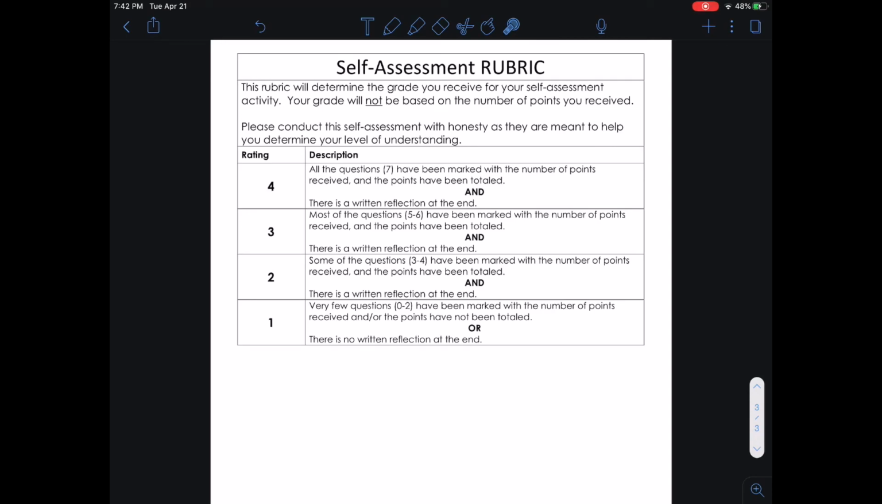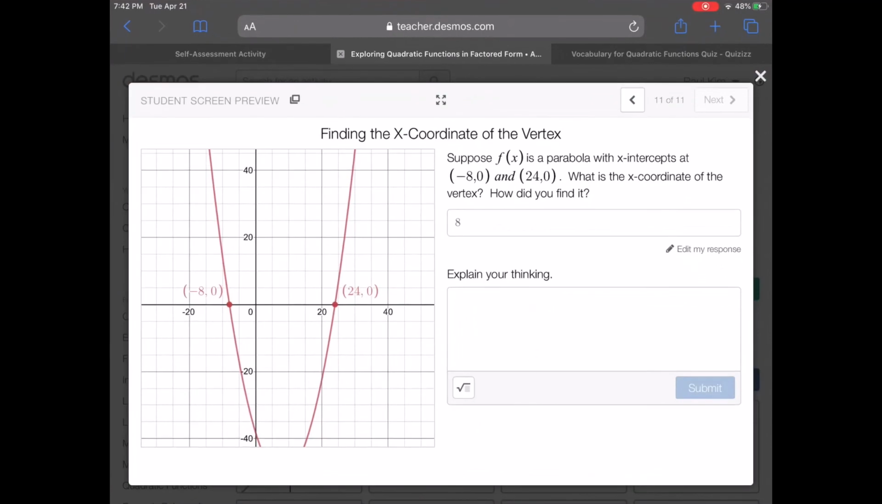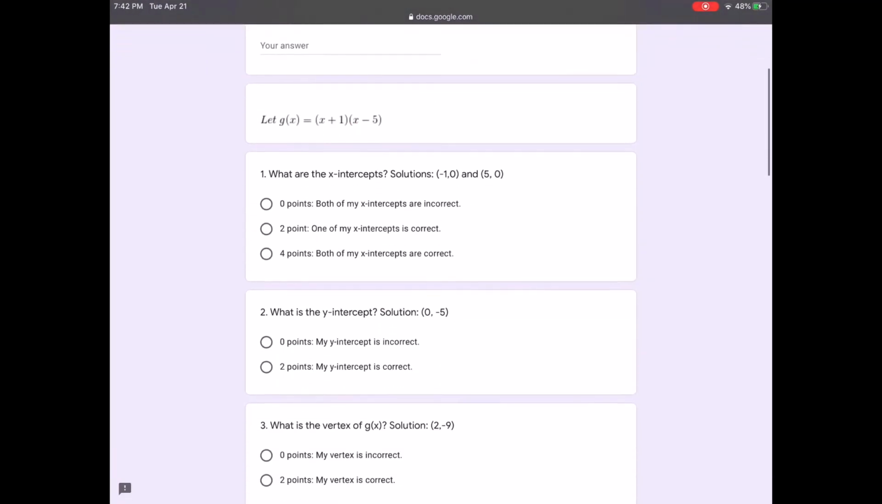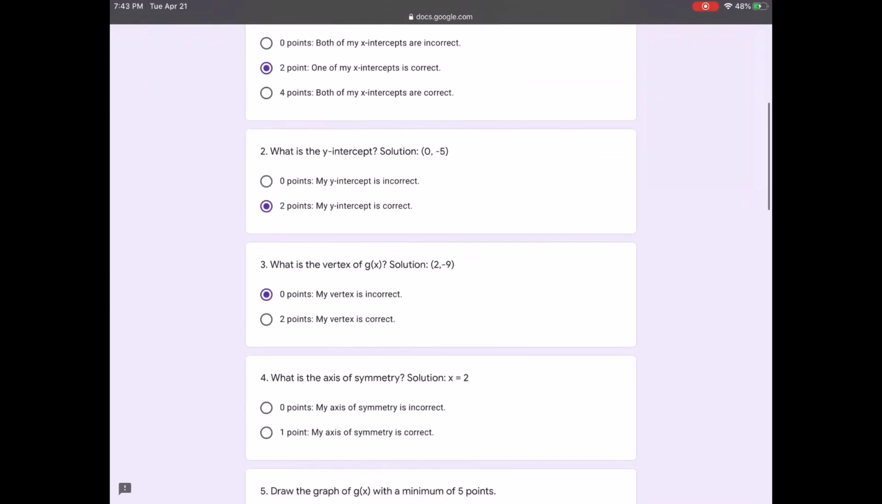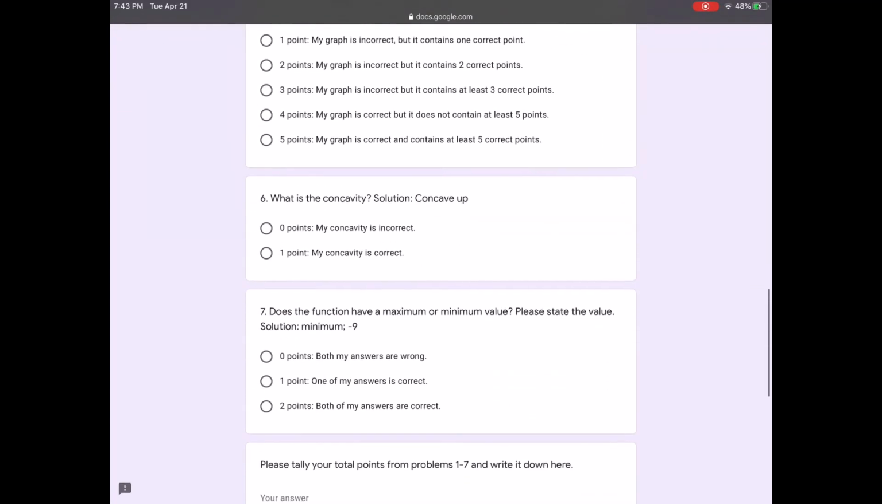Let me show you the self-assessment form that you're going to be filling out in a bit. I can just kind of walk you through it so you can see how it works. So for the self-assessment activity, you're going to put your initials there. Essentially, all of the questions that you just answered are here along with your solutions. And you're going to just carefully grade your work, right? So what are the x-intercepts, right? If I just got only one of them correct, I'll put a 2 there. For the y-intercept, if I got that right, I'll get 2 points. What is a vertex? If I got that wrong, I'll put 0 points. And you're going to carefully go through all the questions and grade it to the best of your abilities, right?